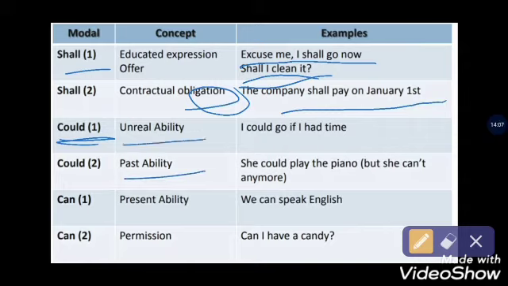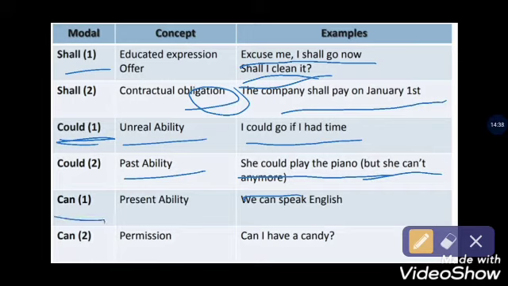So let's discuss it. The example: I could go if I had time. So I am going somewhere, but that's not real. And next is past ability. She could play the piano, but she can't anymore. Okay, means there is some kind of problem now. She has so much work that she can't play piano, but she did it in the past.